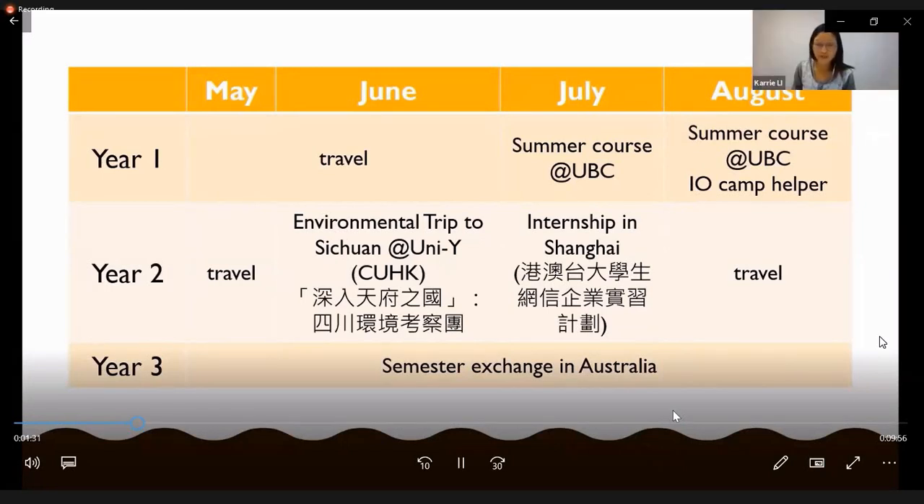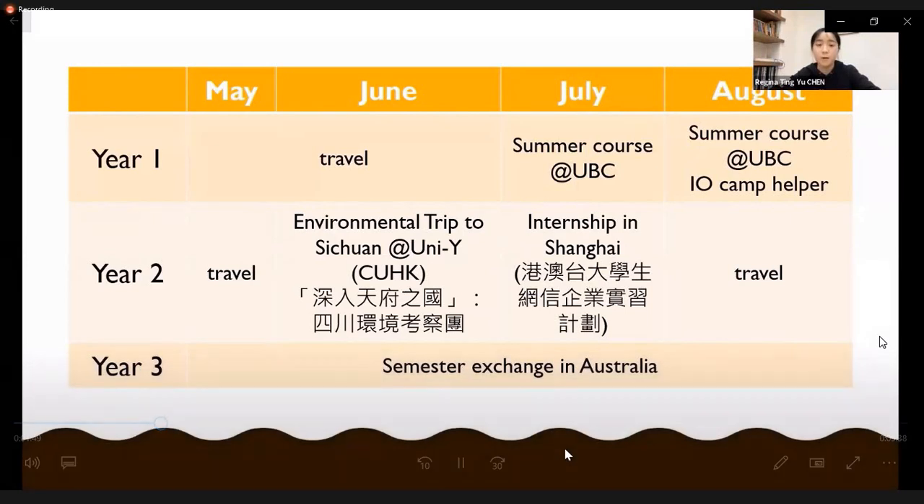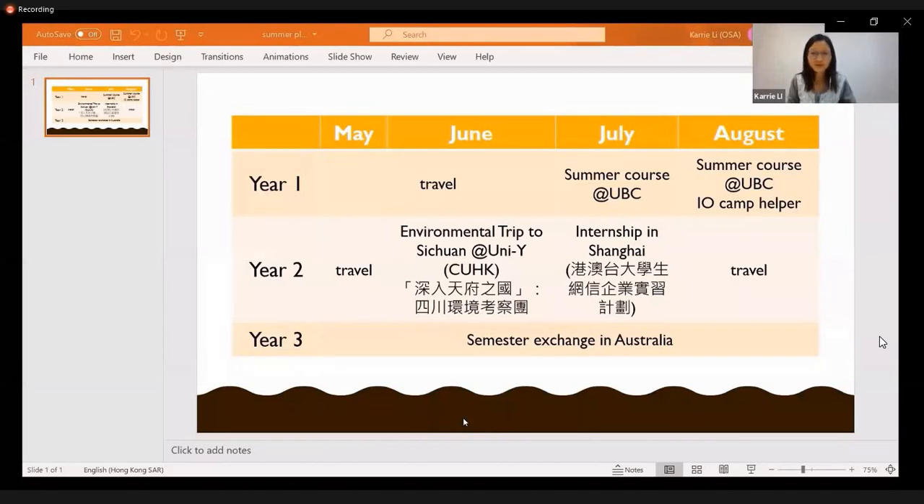Among all the activities, which would you like to recommend to our junior students? I think all of the activities I joined are quite nice and the experiences are quite good, including the summer course at UBC, the environmental trip and the internship program. You had a summer course at the University of British Columbia in year 1. Can you tell us more about this program? For that summer program at UBC, I took courses about film and theater. I think it was quite special because we didn't have that course in CUHK.